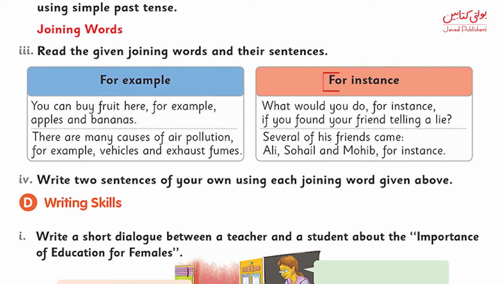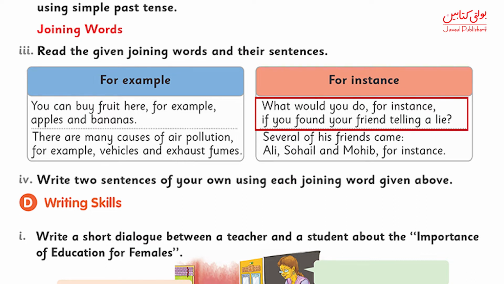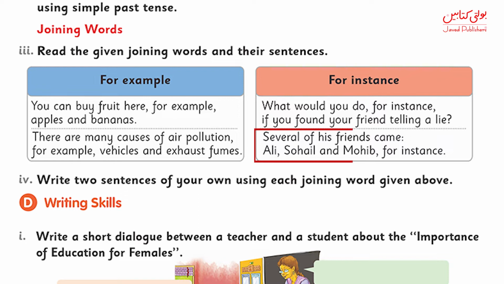Let's read the example sentences. For instance, what would you do, for instance, if you found your friend telling a lie? Several of his friends came, Ali, Suhail and Muhib, for instance.